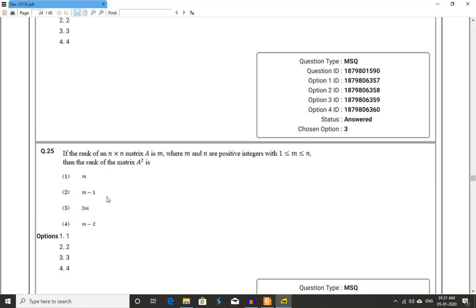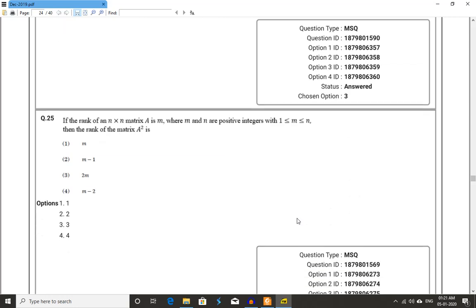Then should the rank decrease? Why should the rank decrease at all? You have rank 2, and you are squaring a matrix. Squaring is not doing any row operation or column operation. Square means just square: multiply the rows with their columns. So the linear dependence or independence of that matrix does not change at all. So squaring should not decrease the rank.